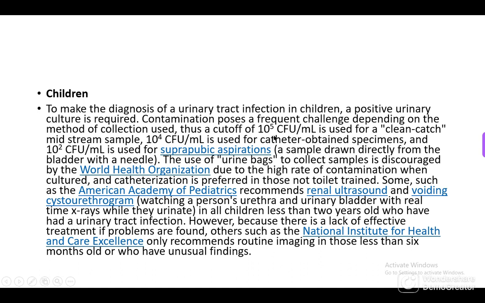So there are cutoff values in this condition in children because they are not cooperative and specimen collection is difficult. 10⁵ colony forming units is the standard used for a clean-catch midstream sample, which is difficult to collect anyway. And 10⁴ colony forming units per ml is used for a catheter-obtained specimen. Remember these very important points. 10³ is used for suprapubic aspiration. If it is suprapubic aspiration, then that is a significant colony count. The use of urine bags to collect samples is discouraged. You have to go for tubes or a urinary catheter to collect the urine.